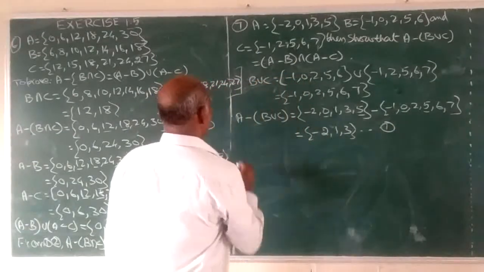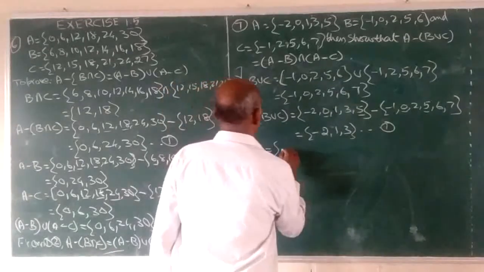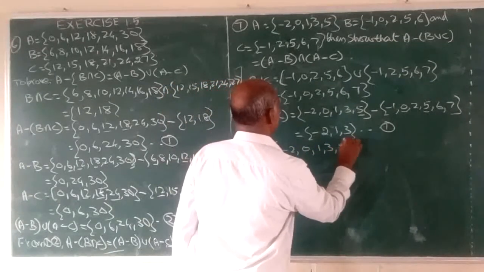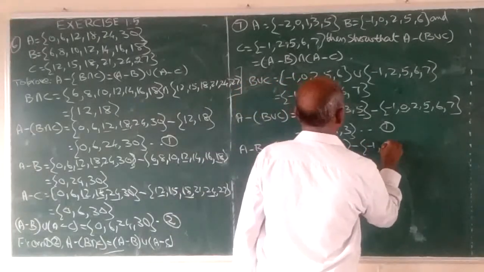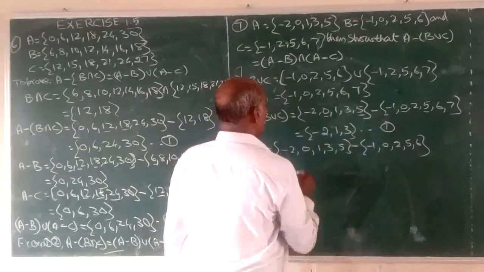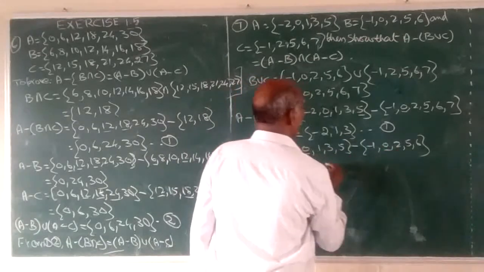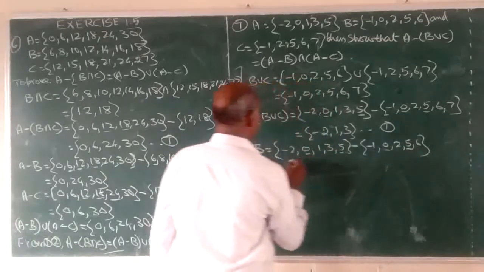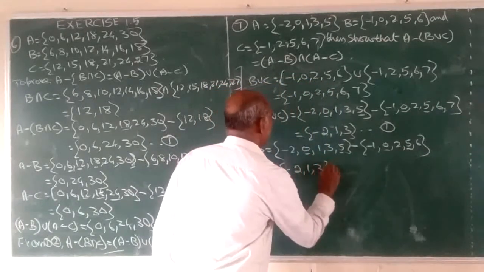Now find A difference B. What is A? -2 0 1 3 5. Difference B is -1 0 2 5 6. Find the difference. -2 is not there, 0 is there, 1 is not there, 3 is not there, 5 is there. Omit these two numbers, you get -2 1 3.